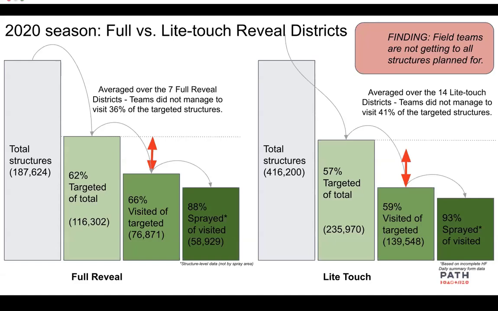Great, so this builds on an overview of how the data is looked at once it's collected. If you look at the two graphs, it gives you what the Reveal platform relays as information collected on the ground. You look at total structures in that particular area, and of those structures, how many are targeted, and of those targeted, how many were actually visited, and of those visited, those that were actually sprayed.